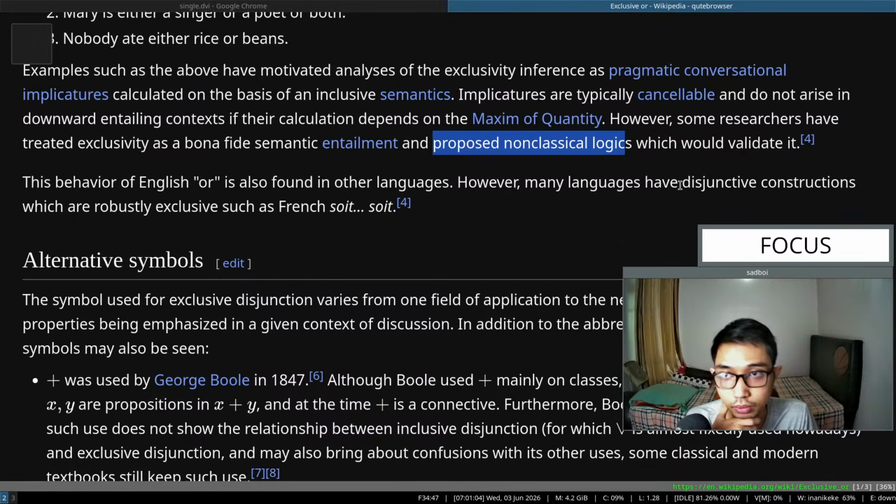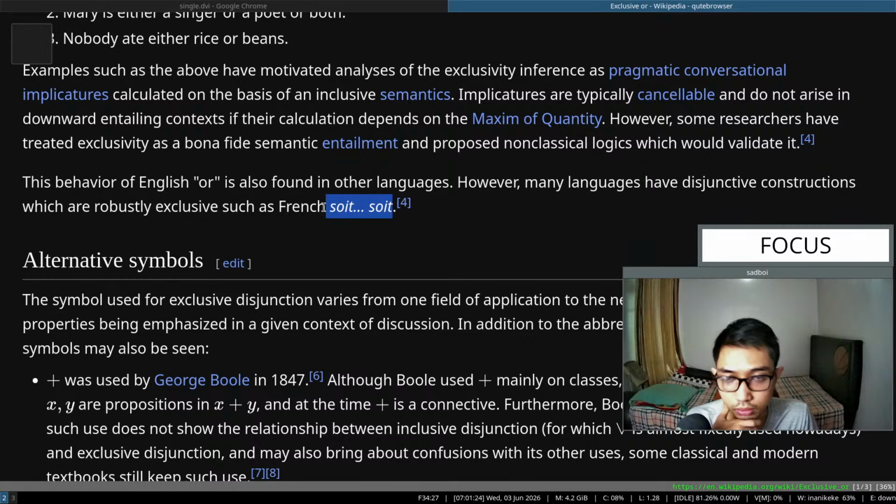This behavior of English "or" is also found in other languages. However, many languages have distinctive constructions which are robustly exclusive, such as French.